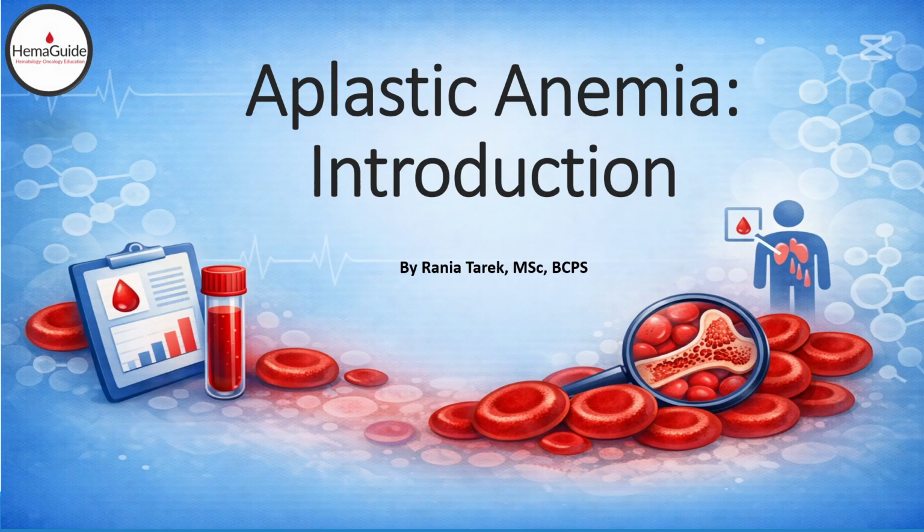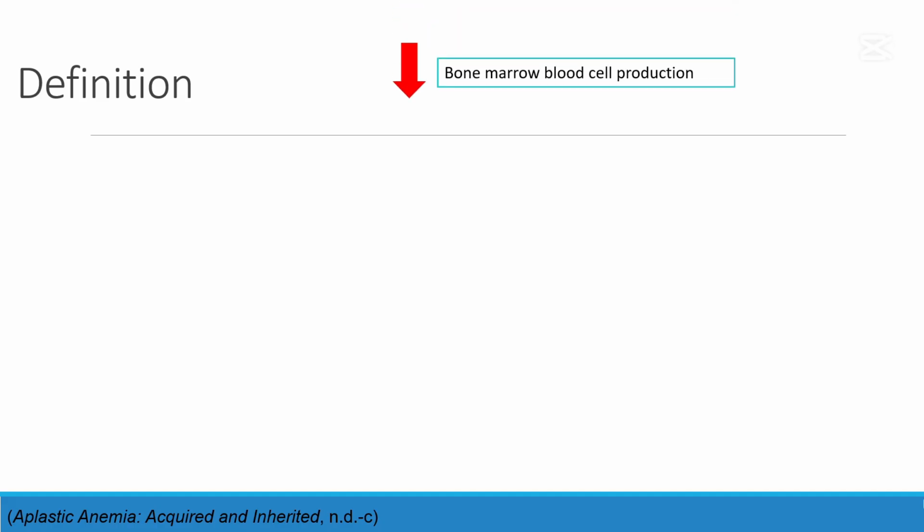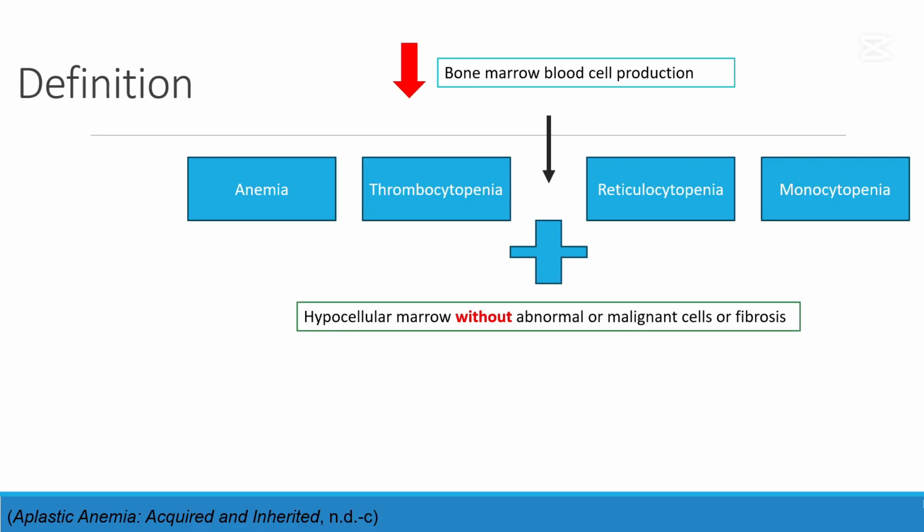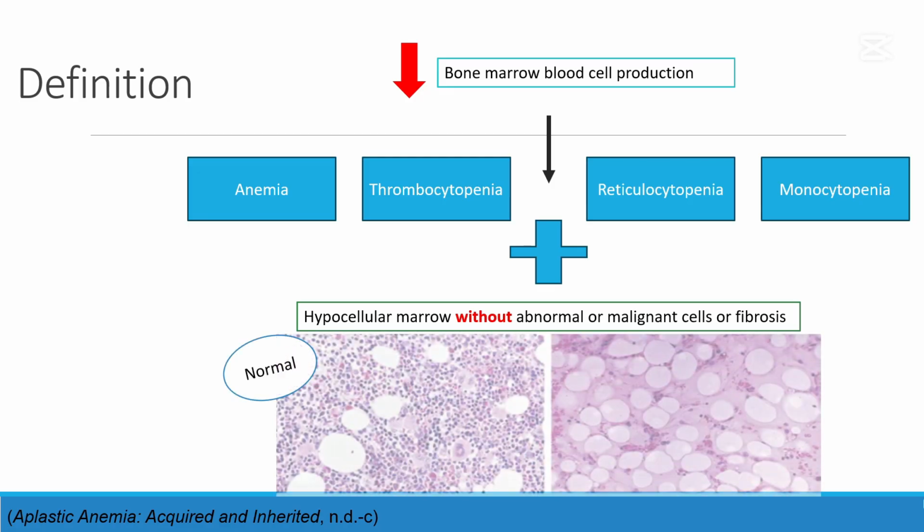In this video, we will discuss the diagnosis and symptoms of aplastic anemia. Aplastic anemia is a disorder where there is a significant reduction in bone marrow blood cell production. This leads to anemia, thrombocytopenia, reticulocytopenia, and monocytopenia. The marrow is hypocellular, but importantly, it does not show abnormal or malignant cells or fibrosis. As we can see here, the difference between the normal marrow and the hypocellular marrow seen in aplastic anemia.